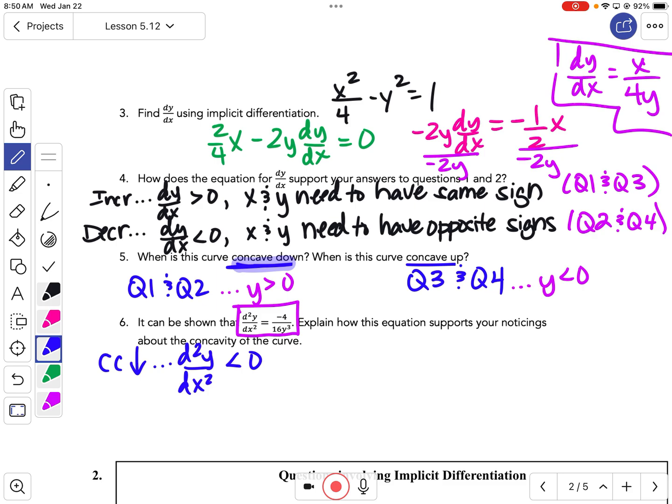It all comes from that y value that's sitting there, right? Because y is cubed in that formula, negative 4 over 16y cubed. If I want the entire derivative to be negative, what has to be true about that y value that we put in there? It has to be positive, right? Because I want a negative divided by a positive. So we would say that that is less than 0 when y is positive, which is true in quadrants 1 and 2.